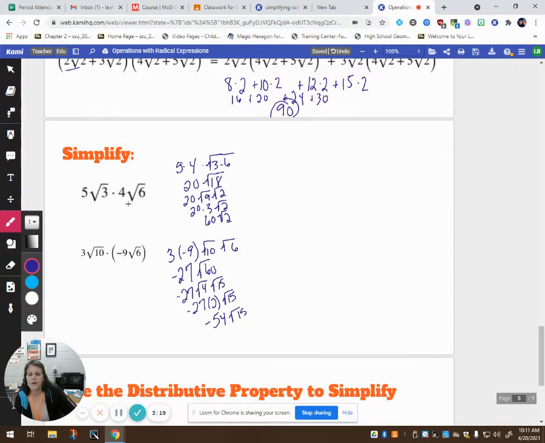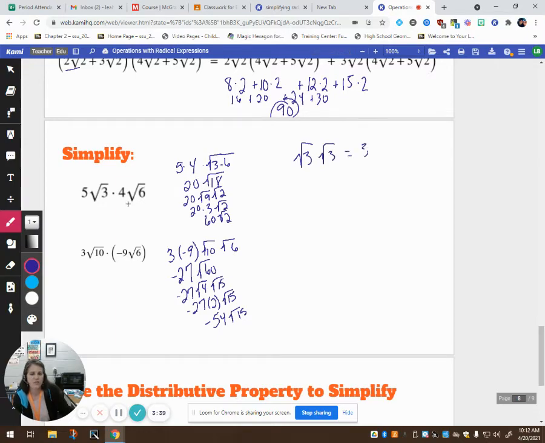Okay, so I went ahead and combined my like terms. 5 times 4 is 20. Square root of 3 times square root of 6. Now don't be tempted to say that's just 18. The only time that I can say that the square root symbols cancel out is if it's the same radicand, like square root of 3 times square root of 3.